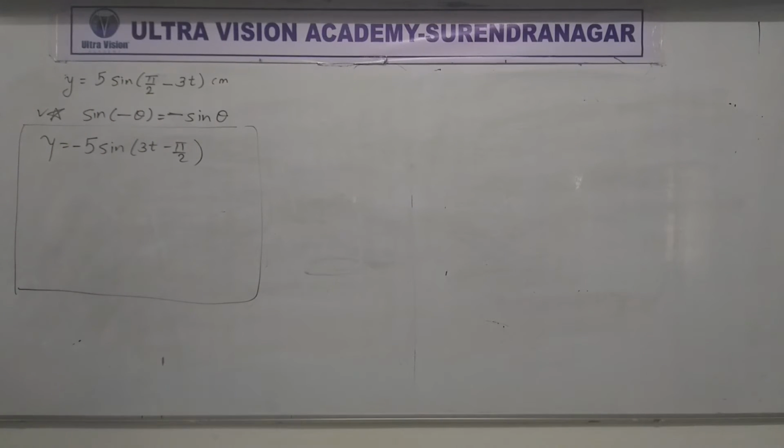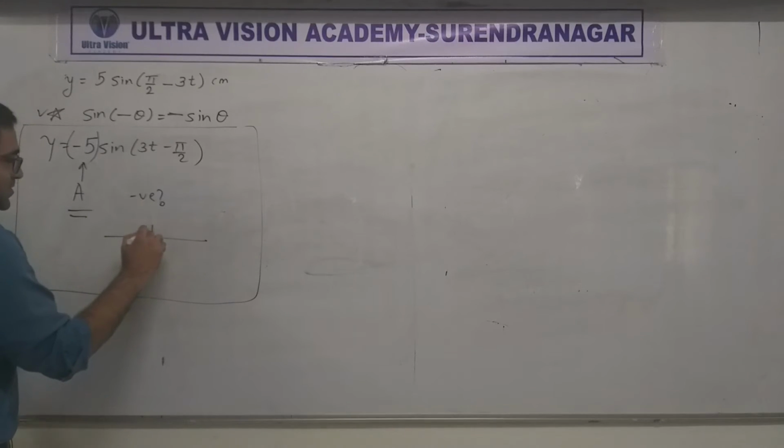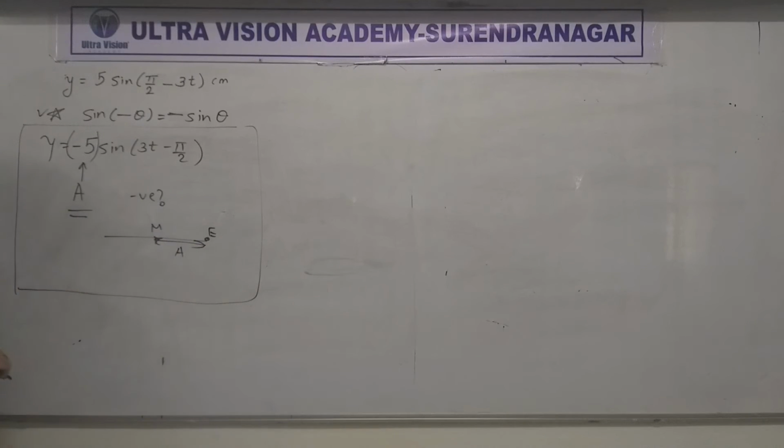What's the problem with this? The problem is this is nonsense. Can amplitude be negative? Think about what is the meaning of amplitude. Amplitude means the maximum distance between what? Between mean position and extreme position. That is basically the distance, right? The maximum displacement. Clear? How can that distance be negative? It's impossible.